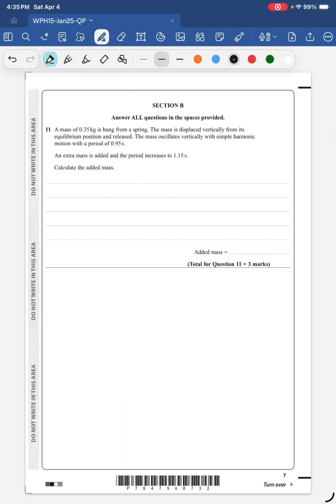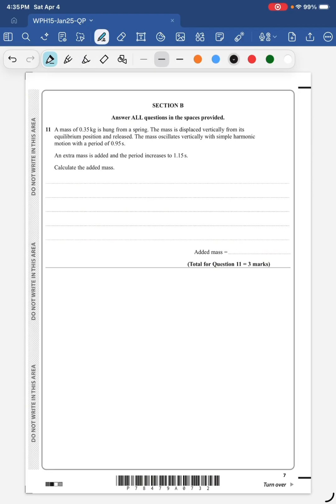Okay, section B, question 11. We see that this is a 3-mark question. And as I say in almost all of my videos, this should take about 3 minutes, okay? So 1 minute per mark is time you should devote more or less to a problem, okay?